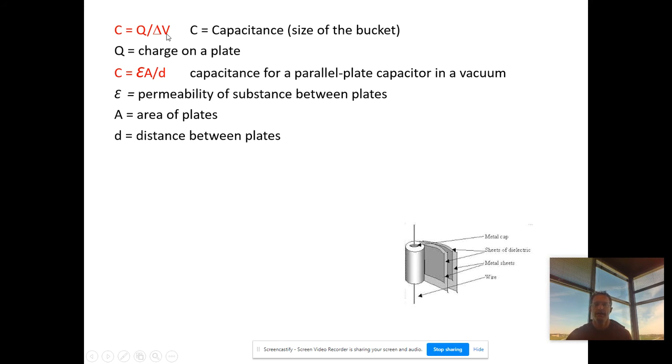And then V is the voltage. That's like how hard you pushed that water into the bucket. The harder you push the water into the bucket, the more water you can get in the bucket. So the harder I push into my capacitor, the more charge I can get on my capacitor. If I do too much, though, it can cause a problem.